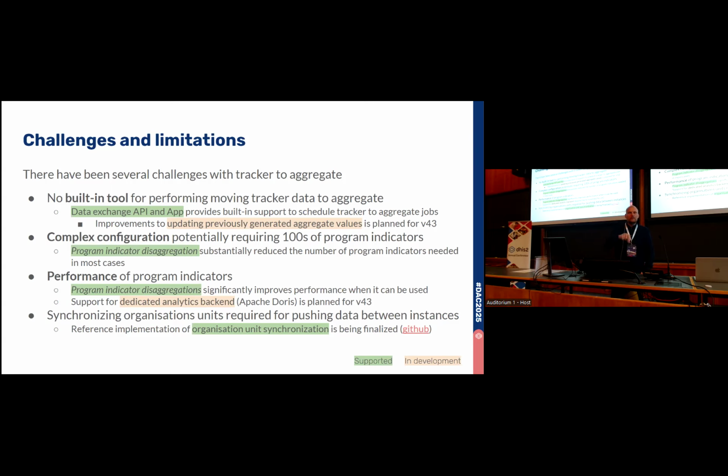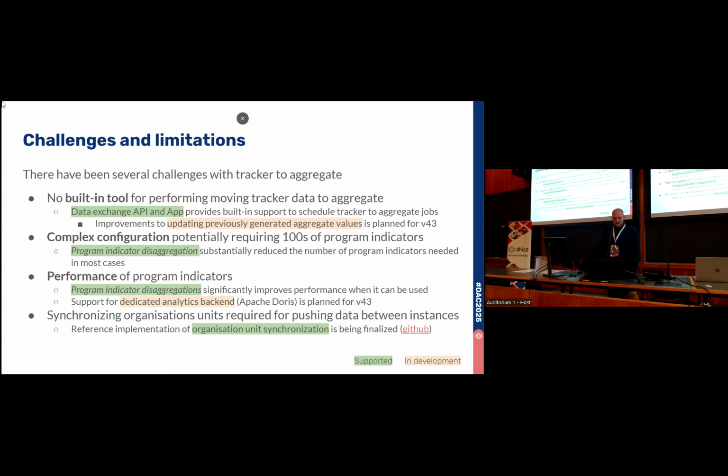The performance of actually moving the data has been a challenge for big implementations. Again, the program indicator disaggregations will help a lot on the performance here. And in 43, the plan is to also have the possibility of having a dedicated analytics backend for DHIS2, which should also improve the performance here significantly if you use that.